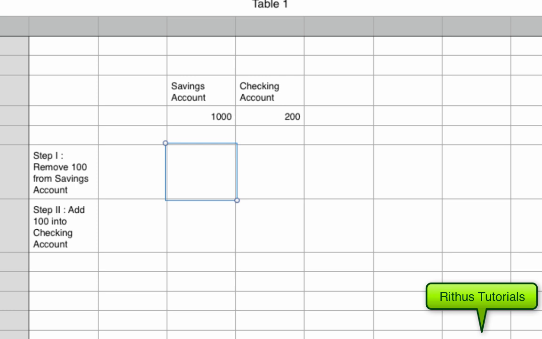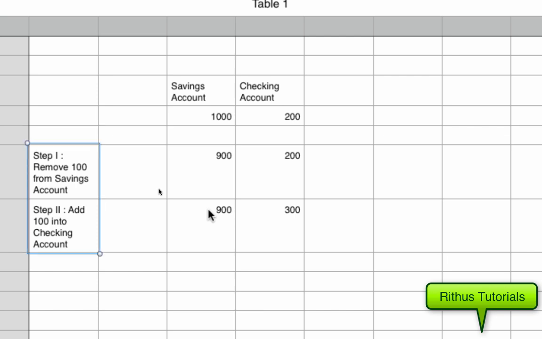So what would be the result after step 1? 1000 minus 100 would be 900, and the checking account would remain at 200. Now I would need to add 100 to the checking account, so 300. These would be the two steps that I can think of when writing a small program to do this. At the end of step 2, my $100 is transferred from the savings account into the checking account. So this is when everything is fine.